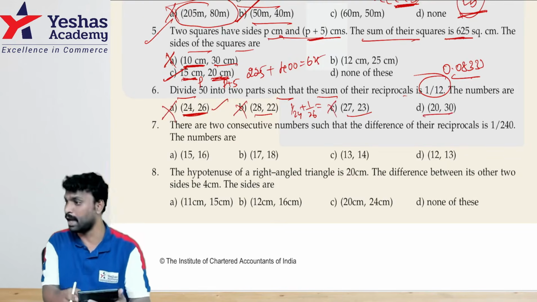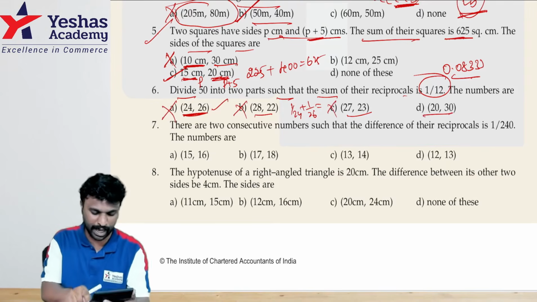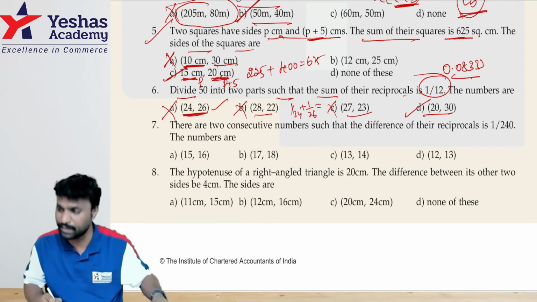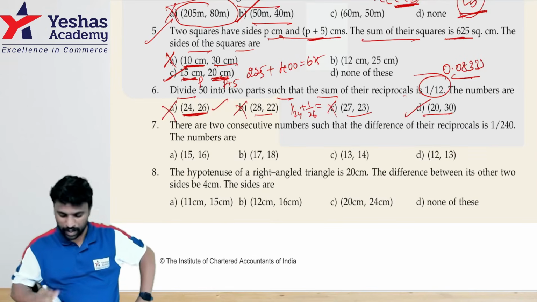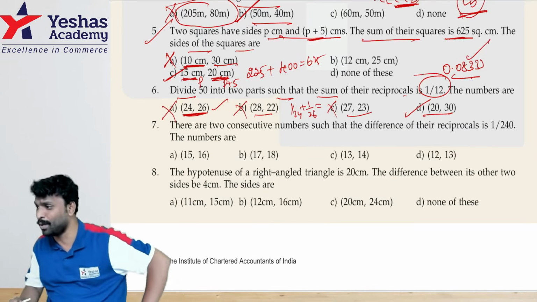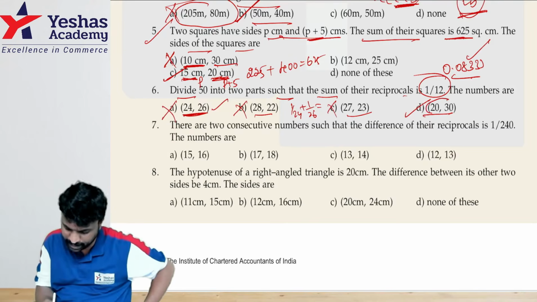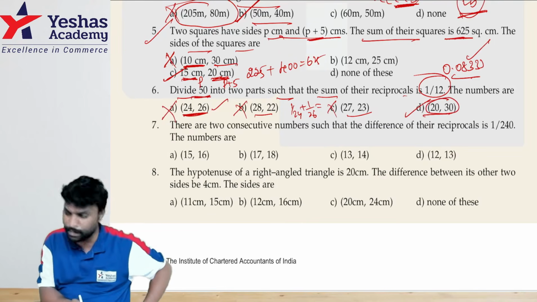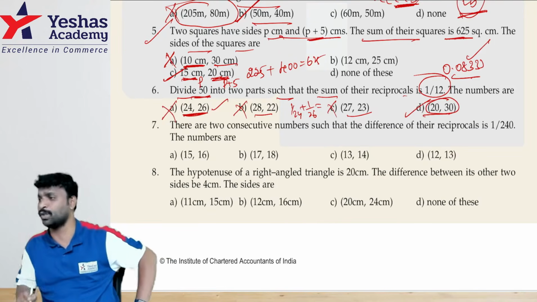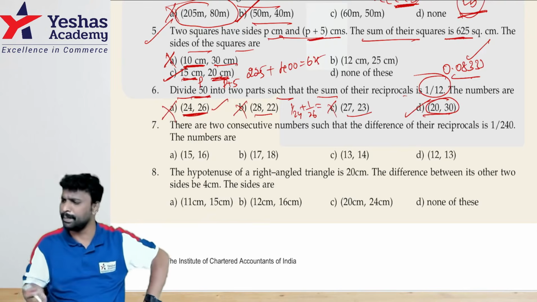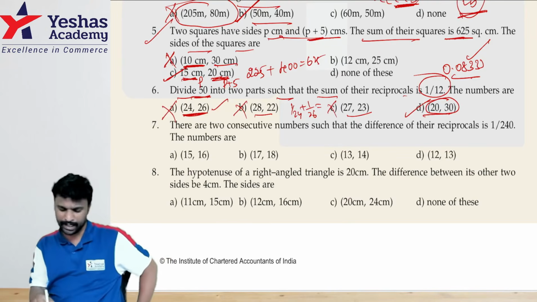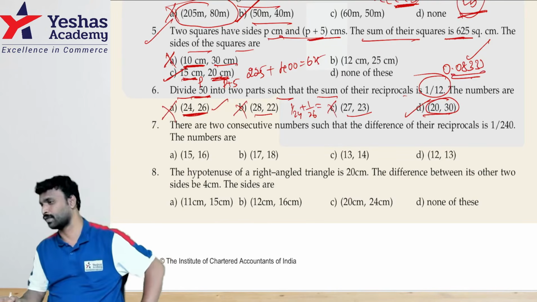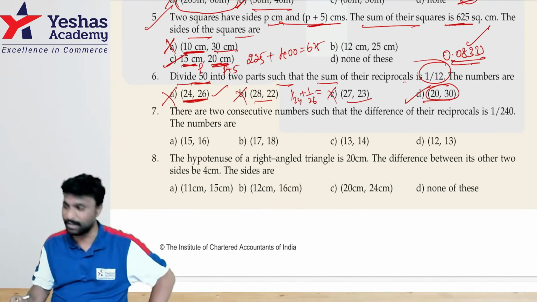Option D we shall hit now. 1 divided by 20 plus 1 divided by 30 should satisfy 1 by 12. 1 by 12 is 0.0833. First of all, the first condition: the sum of the two numbers must give you 50, because 50 is divided into two parts. 20 plus 30 is definitely 50, and the other condition is also satisfied. So option D is the right answer.